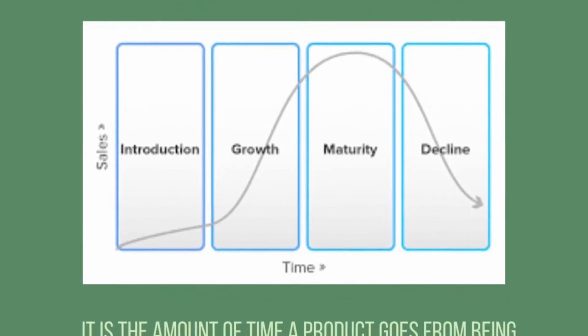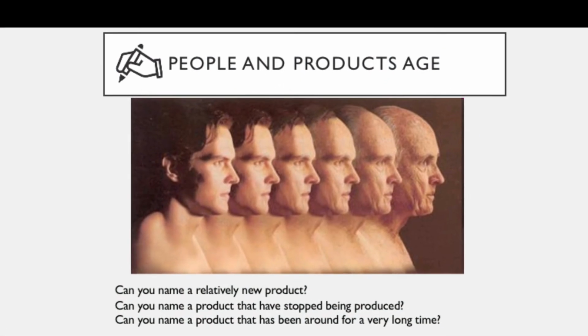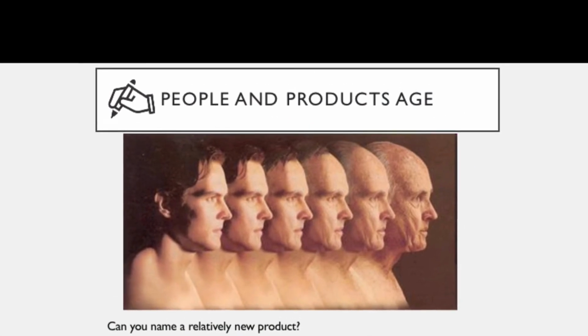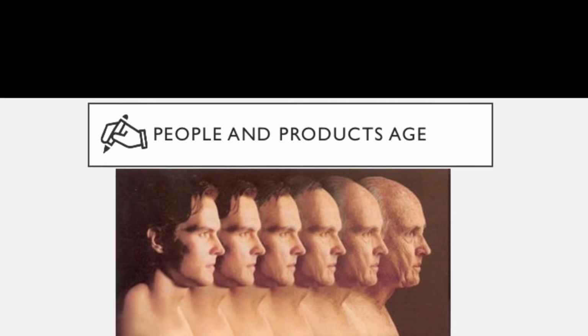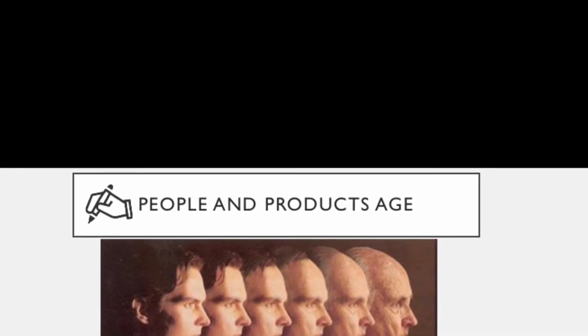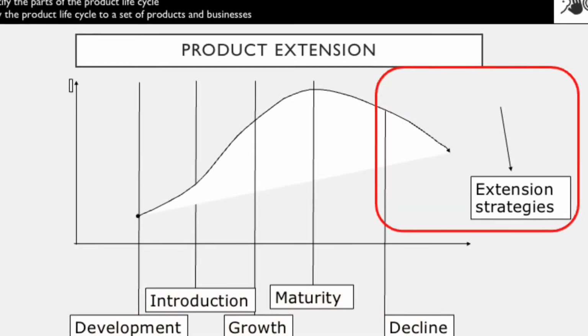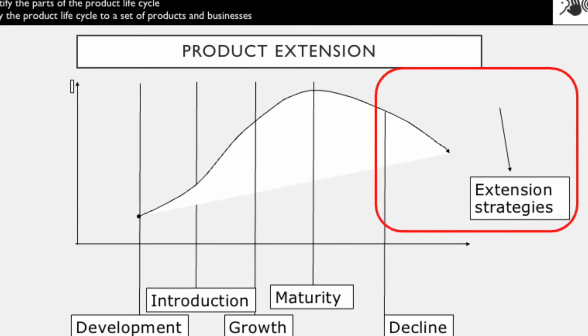You've got extension strategies, which is all about bringing the product back to life. So as people age, products age too. So it's important to consider all the different life stages that products go through and how it is possible to bring them back into the market. So here is the graph, and you need to make sure you memorize this for the exam and know how to draw it as well.